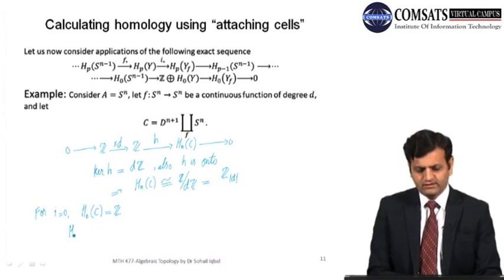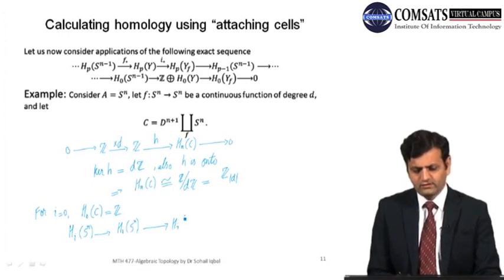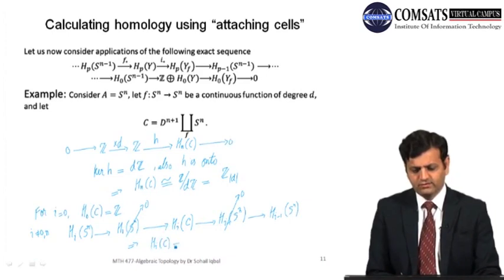So let's consider this sequence. HiSn goes to HiC goes to HiSn... H_{i-1}Sn goes to H_{i-1}Sn, and so on. Now the point is, this is 0 as long as i is not equal to 0 and n. Okay, and this is also 0. So if we have 0 on both sides, then this implies that Hi of C is equal to 0.